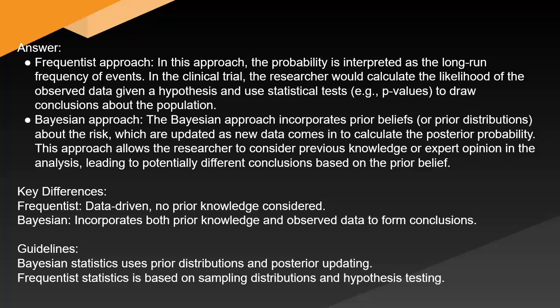Key differences: frequentist, data-driven, no prior knowledge considered. Bayesian incorporates both prior knowledge and observed data to form conclusions. Guidelines: Bayesian statistics uses prior distributions and posterior updating. Frequentist statistics is based on sampling distributions and hypothesis testing.